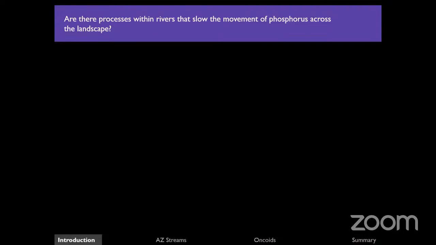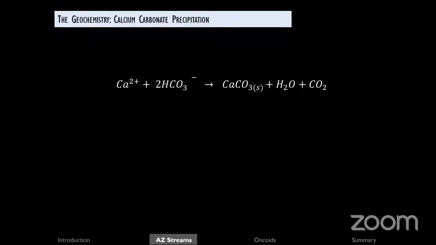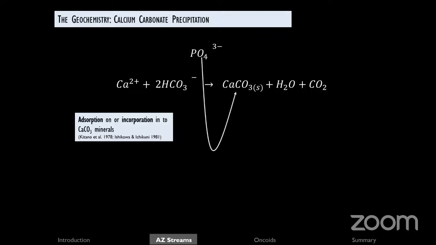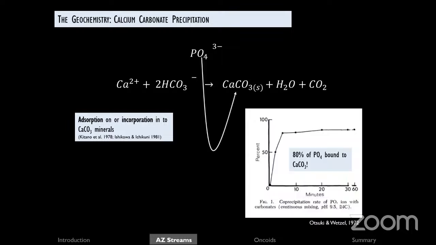So a little geochemistry. This is how calcium carbonate forms. You have water that has calcium in it, needs to have higher pH, and you'll precipitate calcium carbonate. Simple process. But what's really cool is when phosphate is around, that calcium carbonate will suck it up. It'll remove it from the water column. And in some lakes, that removal can decrease 80% of the phosphorus in the water column.